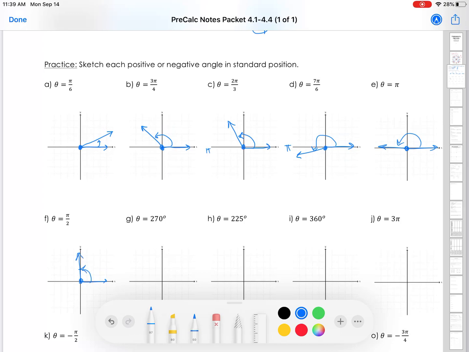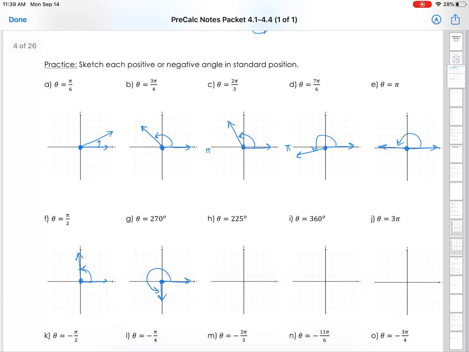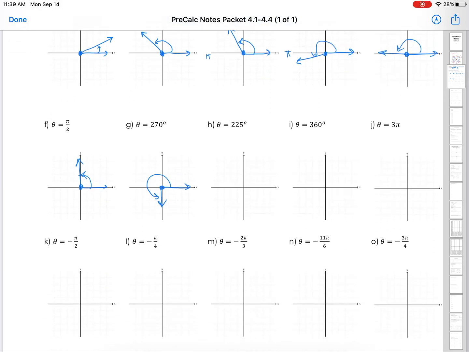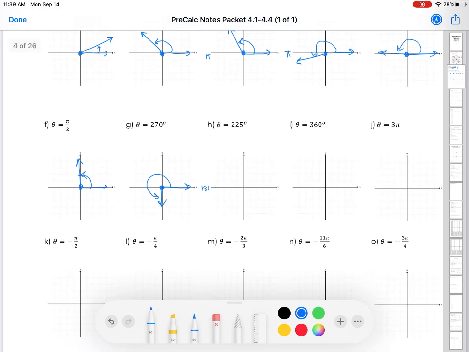Okay. 270, again, very similar. We're going to have that initial side, and then our terminal side is down below. So there's my 270. 225, again, you might want to use the unit circle to help you out here. We do know that 180 degrees is over here. We do know that 270 is down here, so it has to be somewhere in between. Positive 360 is an entire circle, so my terminal and initial are actually on top of each other.